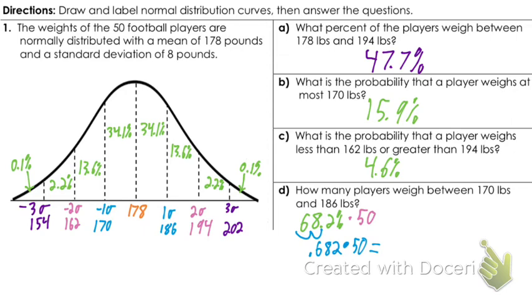And can you have 0.1 of a player? No, so what would you call this then? 34. You say 34 players of the 50 weigh between 170 and 186 pounds.